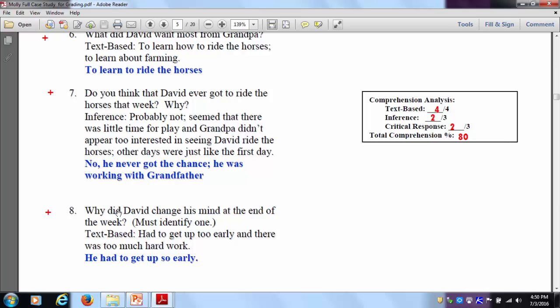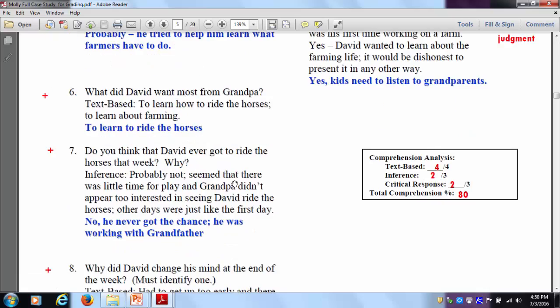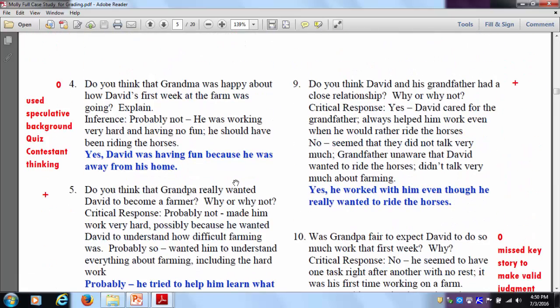Plus. 8, why did David change his mind? He had to get up early. Another plus. We get to 9, do you think David and his grandfather had a close relationship? And this is a very good answer. He says, yes, he worked with him even though he really wanted to ride the horses.